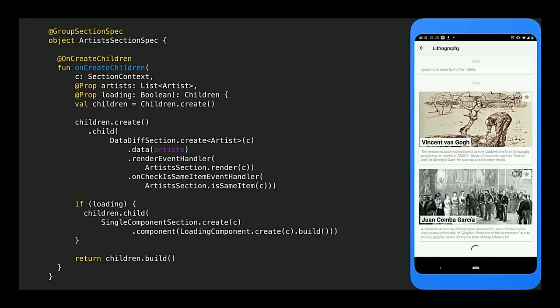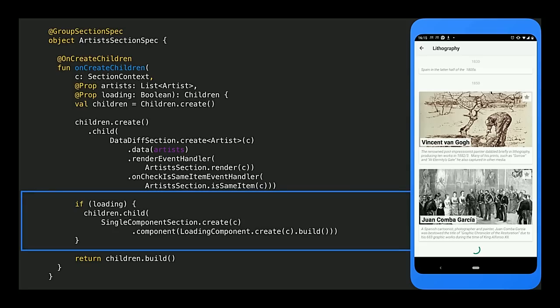In our section, all we have to do is to add a new prop, loading, that defines whether we are loading new data or not, and these four lines of code. This code, based on whether loading is true or not, will render a SingleComponentSection with a loading component. And the SingleComponentSection is the other major primitive in the Section API, and as the name might suggest, is a convenience API to render individual elements in a list.